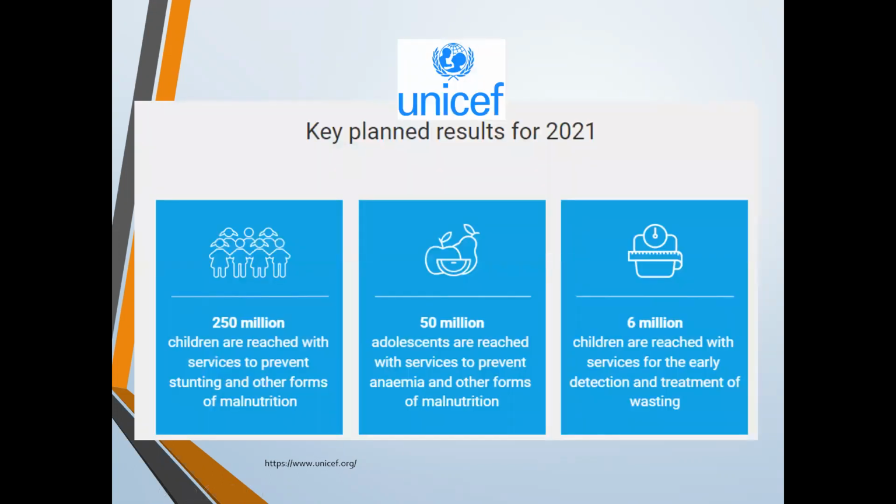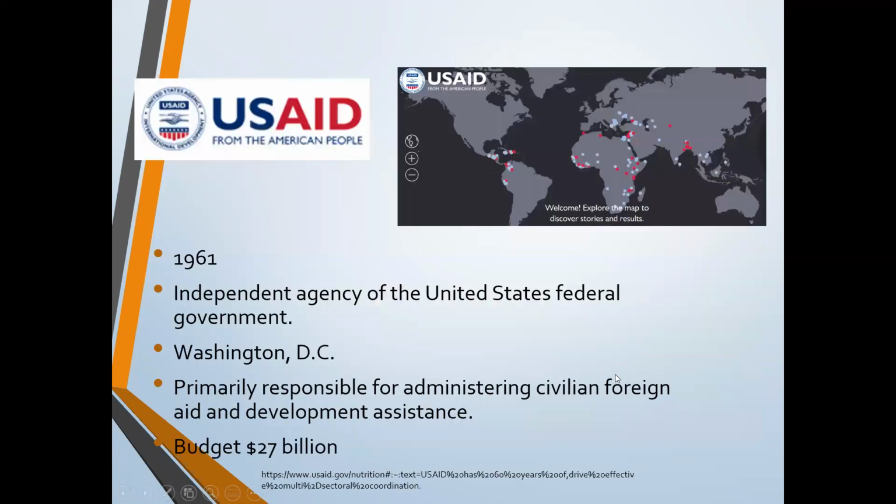So the key planned results for UNICEF for 2021 are that 250 million children are reached with this service to prevent stunting, 50 million adolescents are reached, and 6 million children are reached with services for early detection and treatment of wasting.